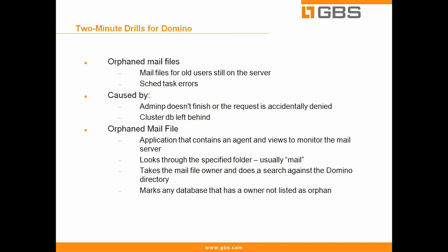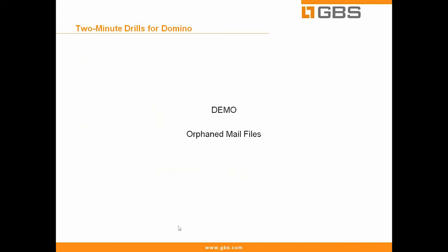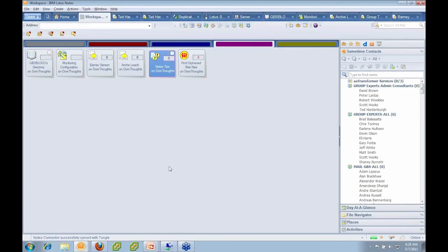So I've got an application that goes out and monitors the mail server, looks through a specified mail folder that usually is mail, but could be set to something else, and it looks at the mail file owner field in the calendar policy form, and does a search against the Domino directory, and then if it doesn't find that match, it marks it as an orphan. So let's take a look at that real quick.